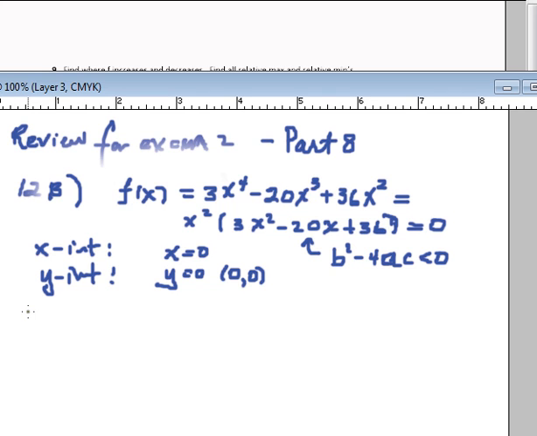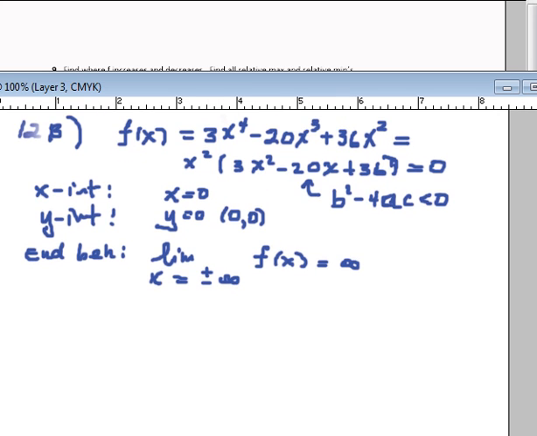Okay, let's talk about the end behavior. The leading term is 3 times x to the fourth. So as x goes to plus or minus infinity, f of x grows to infinity.